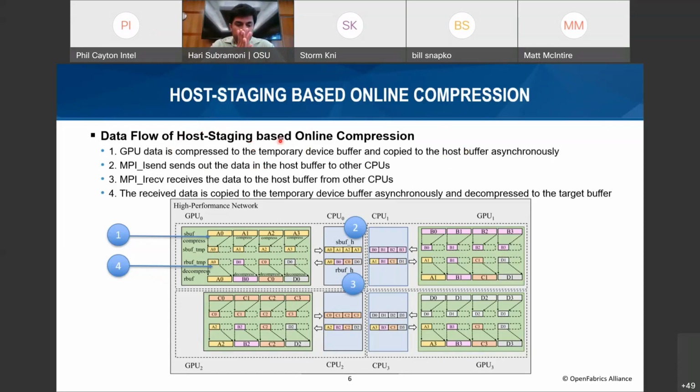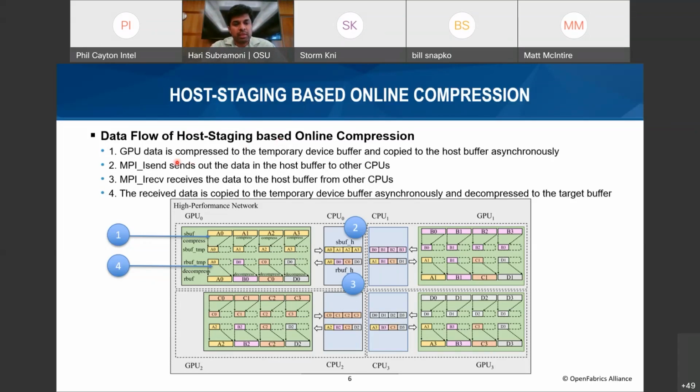So in almost all systems, if we can stage the data efficiently to the CPU and do the data transfer from there, then you get rid of a lot of complexities. So what we try to do is, in a pipeline fashion, get the data, compress the data, move the data, and send the data. So this is what we are trying to do.